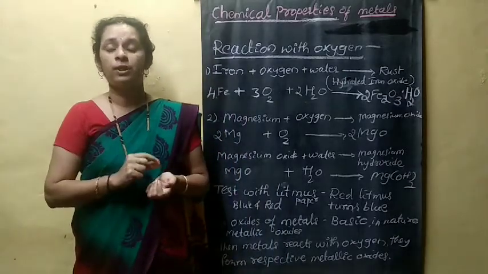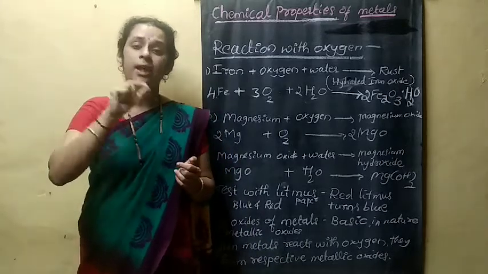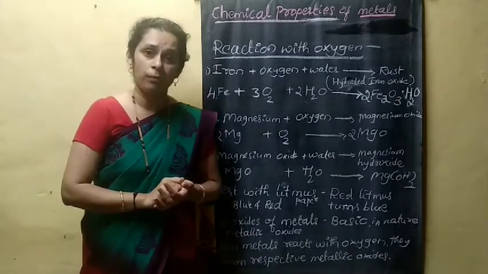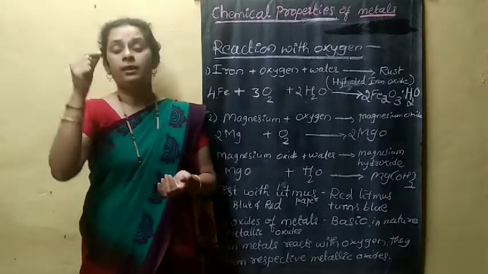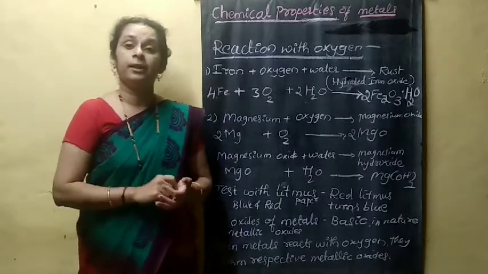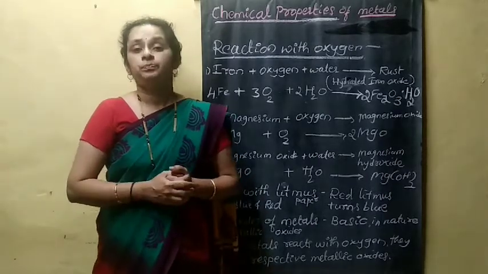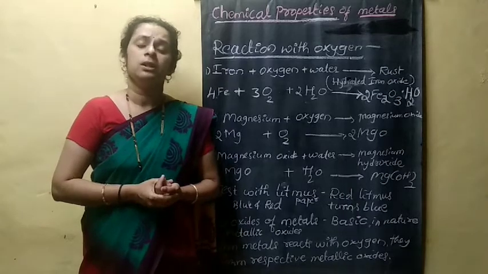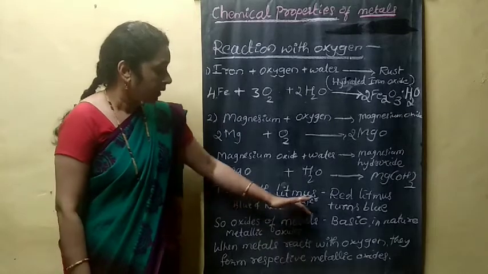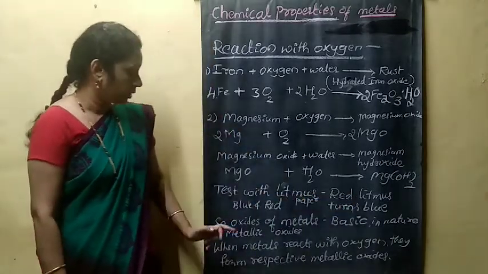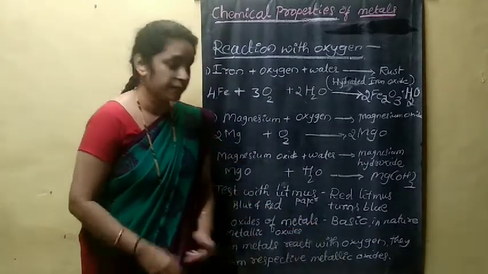You have to take ash powder, magnesium ash, that is nothing but magnesium oxide, in the test tube, and add a little amount of water and a solution will be formed. The solution is nothing but magnesium hydroxide. Dip the red litmus into that solution and the red litmus will change into blue color. That indicates that this solution is basic in nature. Now, test with litmus paper, I told you, and red litmus turns into blue color. Then what happened? So oxides of metals are basic in nature.